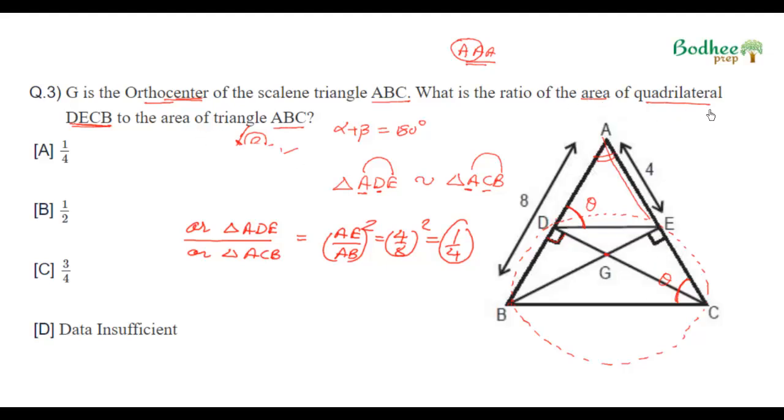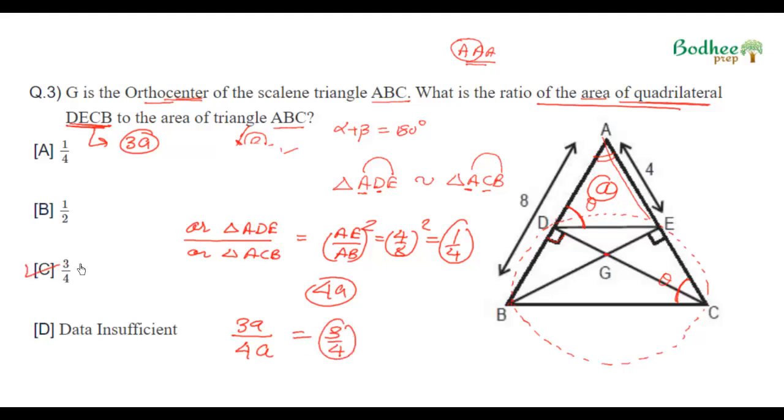But we have to find the area of the quadrilateral DECB. Clearly, if I consider the area of triangle ADE to be A, then the area of the complete triangle ABC would be 4A. And this quadrilateral is carved out of the triangle ABC, out of which this portion is removed. So clearly we can say that this area would be equal to 3A, right? So now if I want to find this ratio, the quadrilateral area is 3A, and for the complete triangle the area is 4A. So the answer has to be 3 by 4. So option C becomes the right answer.